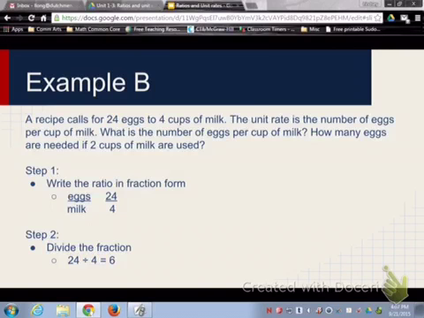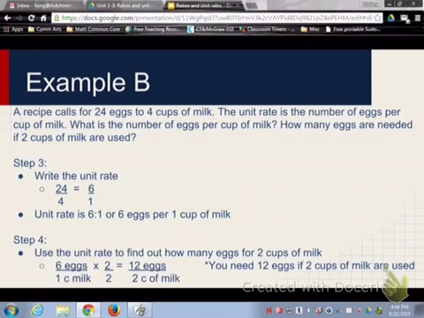Step 3, we write the unit rate. So we have 24 eggs for 4 cups of milk, and our unit rate would be 6 eggs per cup of milk. So 6 to 1, or 6 eggs per 1 cup of milk. Step 4, we use the unit rate to find out how many eggs for 2 cups of milk.